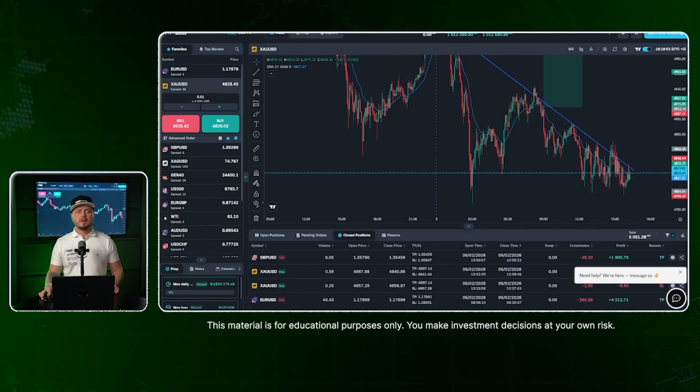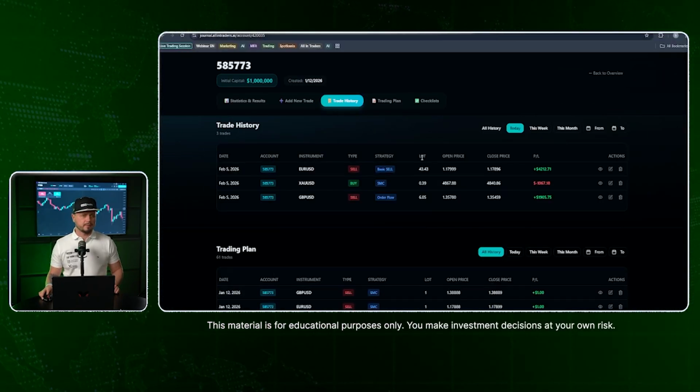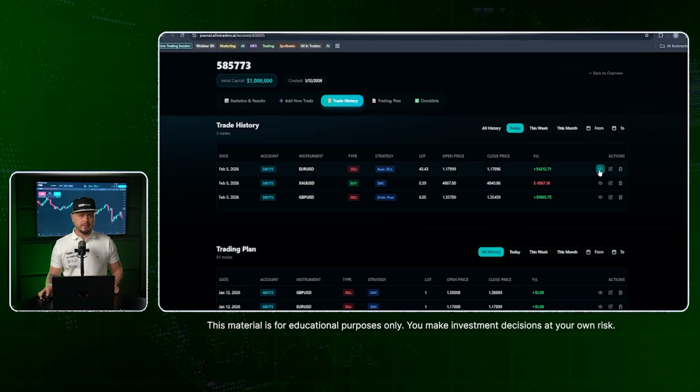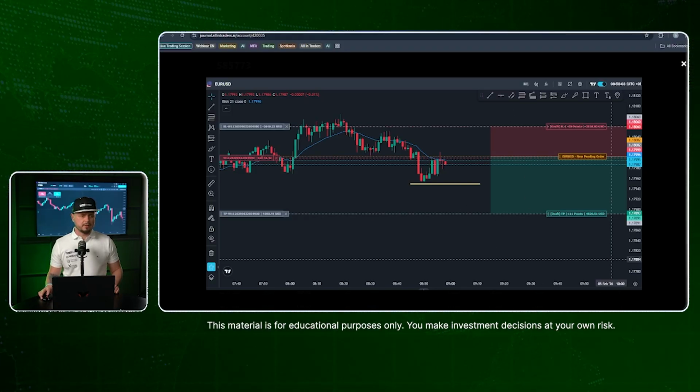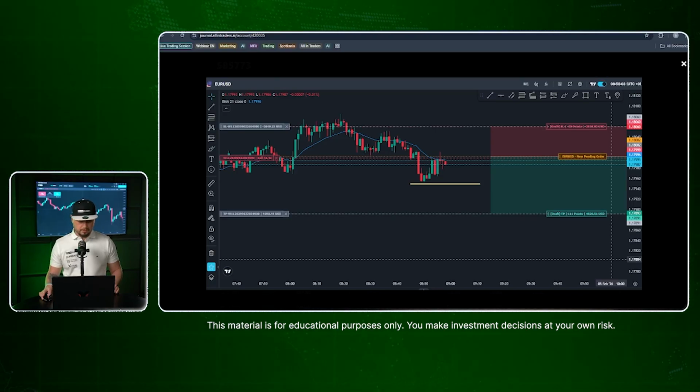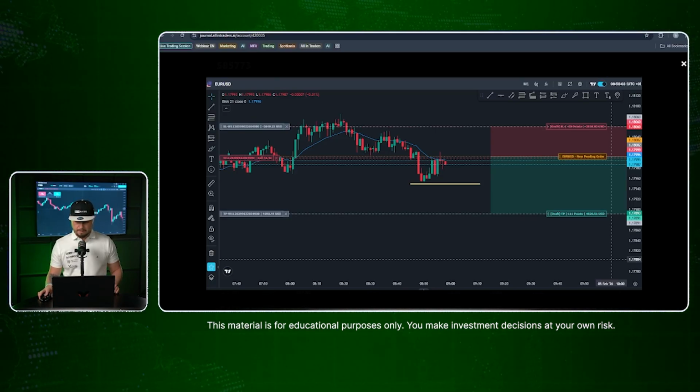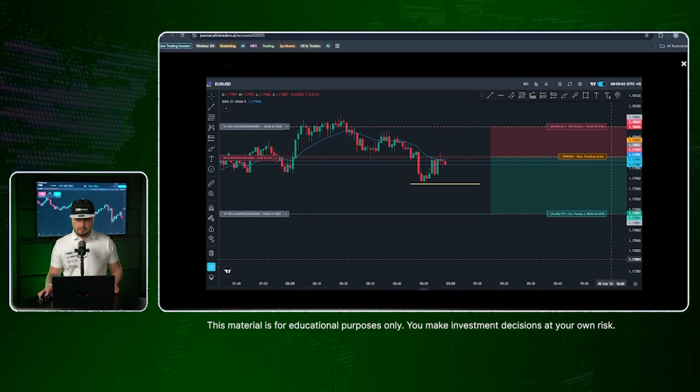I want to show you the plan. So give me a second. The plan on Euro USD. You can see it here. I think I've got another. Let's go to Trading View. I think I've got it over here as well. Yes, I've got it here.